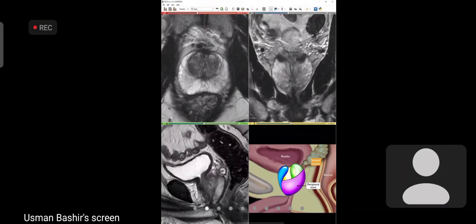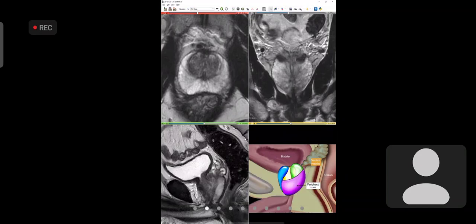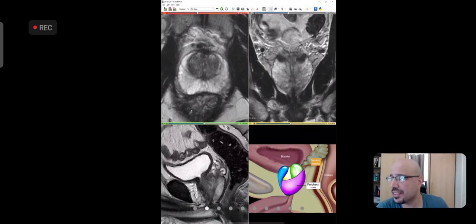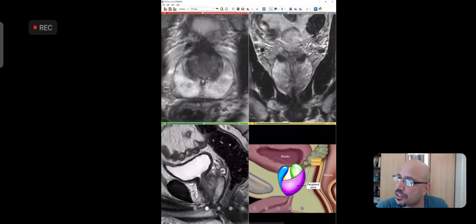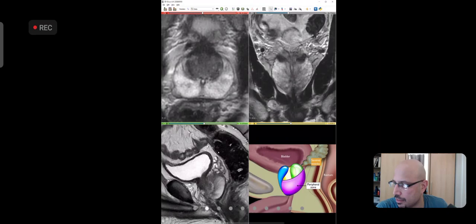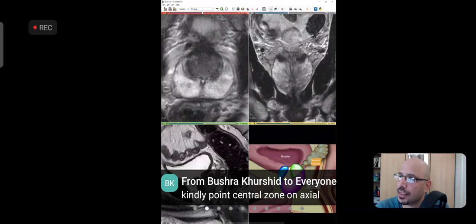So there's one question. Can you kindly point out the transition zone again? Right. On the axial series, the transitional zone is anterior and lateral to the urethra. So if you identify this bright structure going through the center of the gland, this is the urethra, right? Same thing on coronal, this line down. And on sagittal it hasn't been captured, the urethra, maybe the slice is not exactly midline. So the dark tissue anterior to the urethra is the transitional zone.